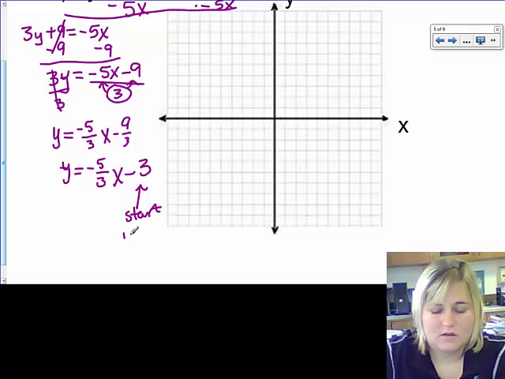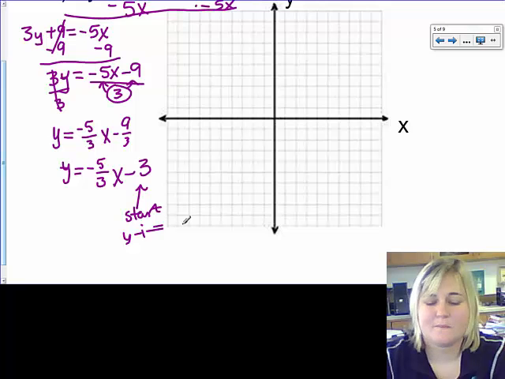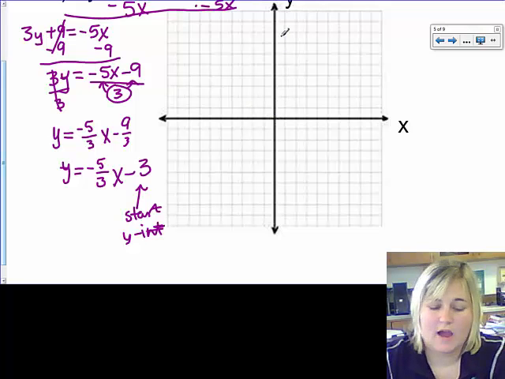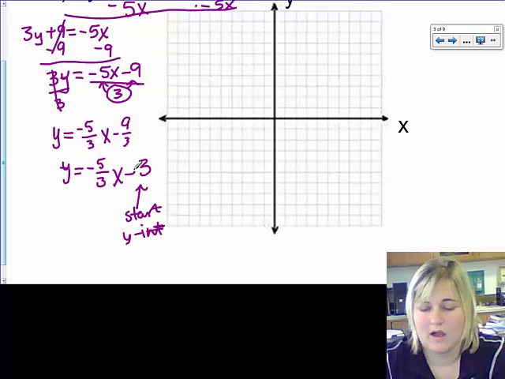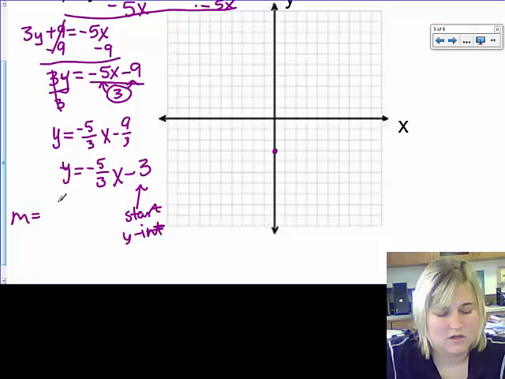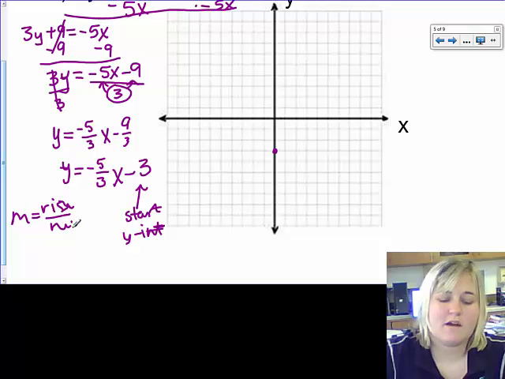So I said a minute ago that when I graph, I always start with my y-intercept. So on my y-axis, I need to go to negative 3 to start with. So on the y, which is the vertical axis, I'm going to go 1, 2, 3 down, and I'm going to make my first point. Now from there, I graph my slope. My slope, remember we said, is rise over run.